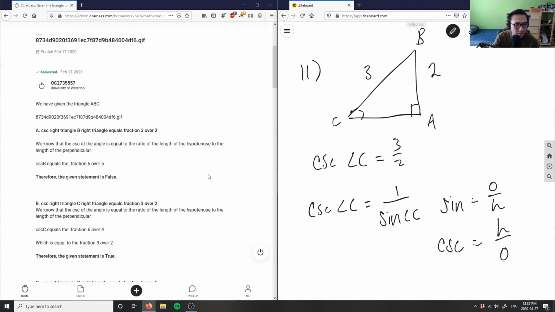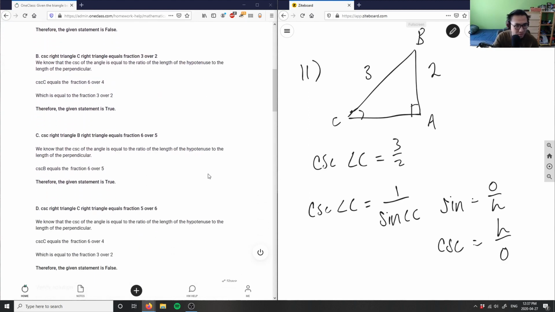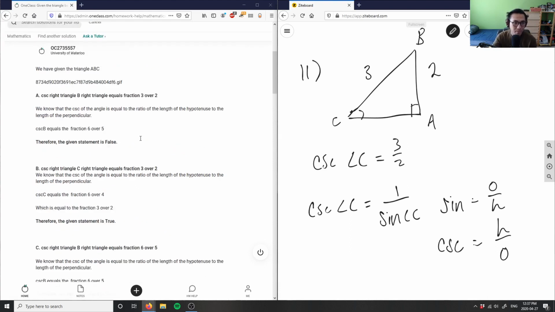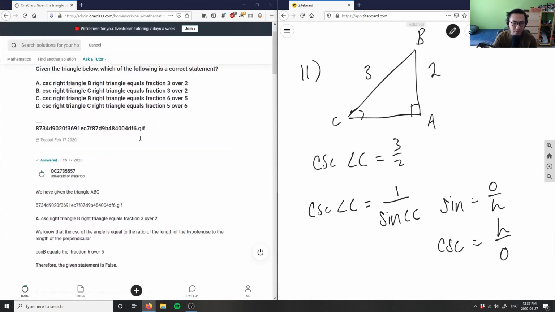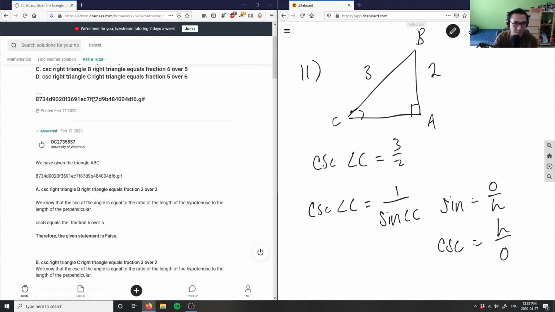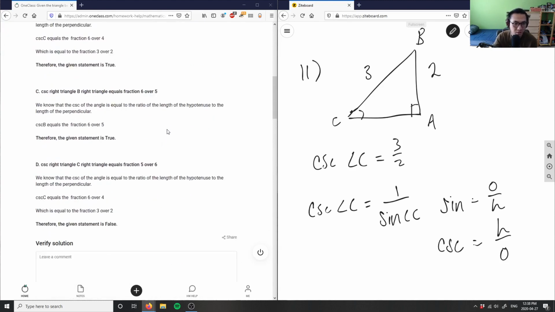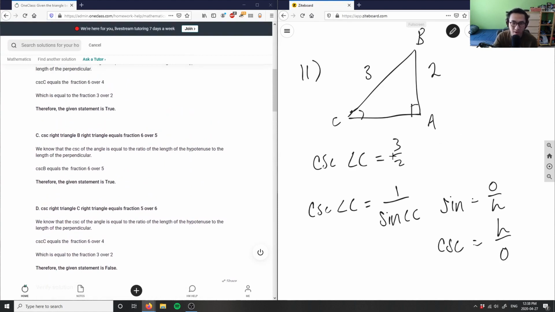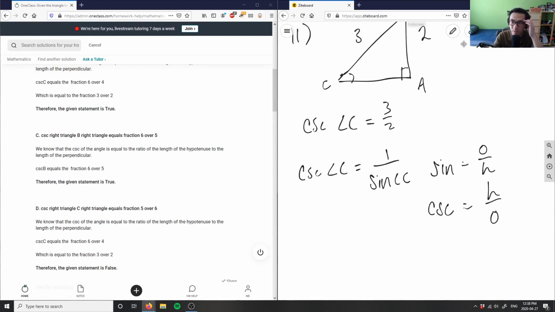I think there might be other triangles here. Triangle B has cosecant 6 over 5. There might actually be 2 triangles here. I'm not sure what question they're asking, but because I can't access this GIF file, I'm assuming that this is what they're asking. We can again use the Pythagorean theorem to figure out the side length here, and I'll do that quickly.